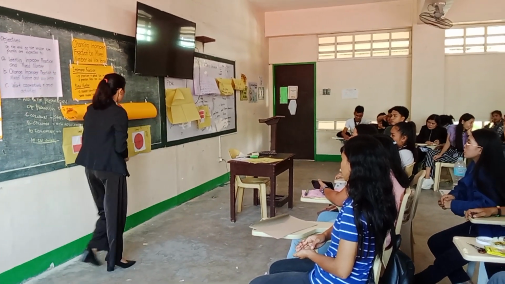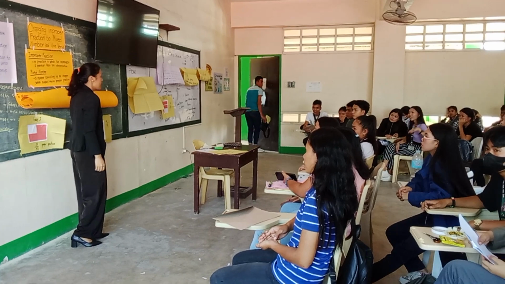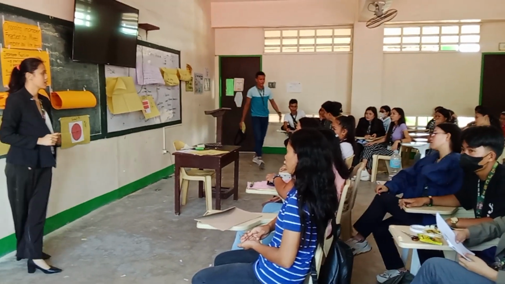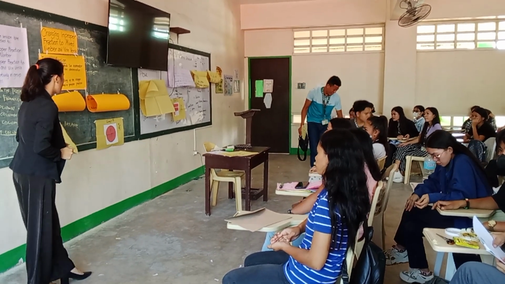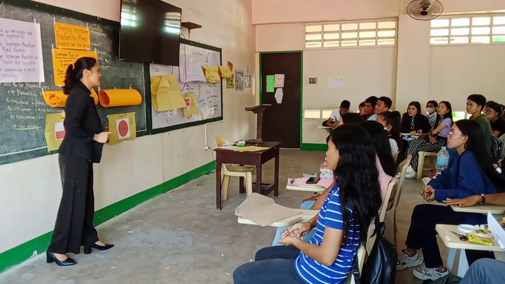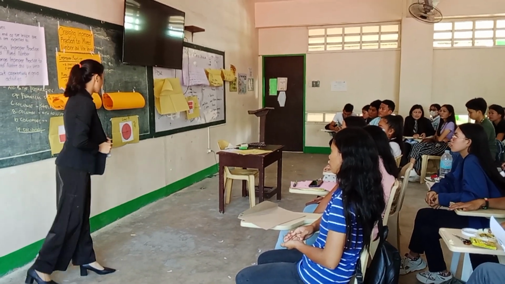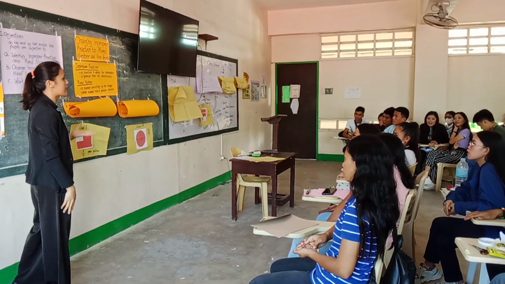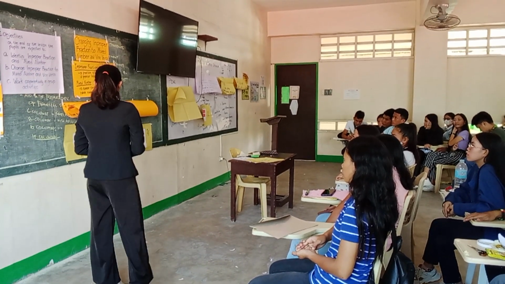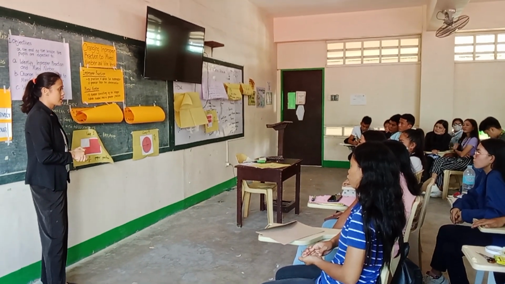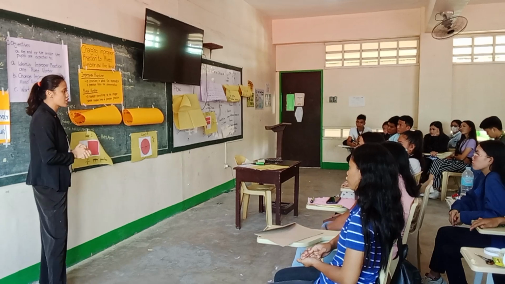But how about here in 4/4? Is this an improper fraction or a proper fraction? Proper. Okay, very good. 4/4 is considered an improper fraction. So improper fraction is when the numerator is the same as or bigger than the denominator. So now who can give me another example of improper fraction?